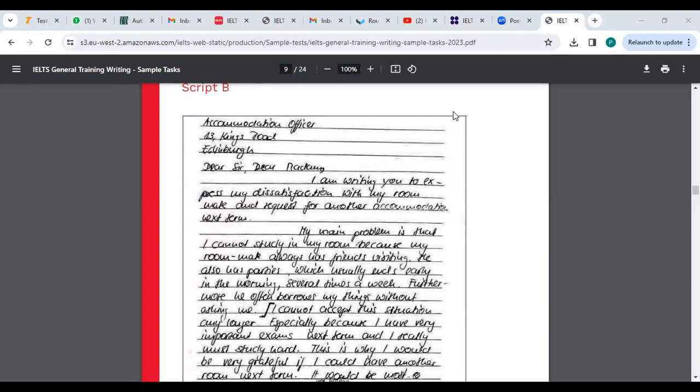Dear sir, dear madam, I am writing to express my dissatisfaction with my roommate and requesting for another. Alfred, I need you to read exactly what the student wrote. So the student started with an address. Do you see the address? Yes, sir. So start from there. Okay, accommodation officer, 13th Kings Road.